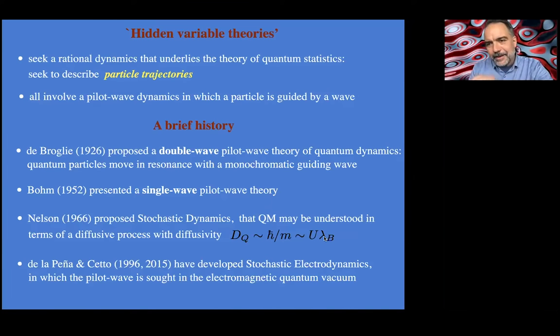So you can think of it as a kind of, that's the de Broglie wavelength again here. So it's basically a random walk. And this stochastic dynamics has been, I'd say, the most developed pilot wave theory, that of de la Peña and Cetto, who have this stochastic electrodynamics, and they seek the pilot wave in the electromagnetic quantum vacuum.